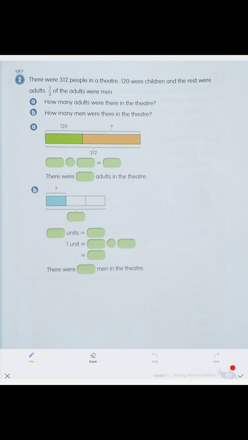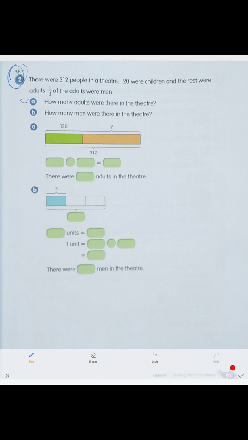Okay, now we learned, we need to try. I hope nobody had problems with that. So pause the video. I hope you should have done this by now. Try to solve it yourself. All right, and now let's work all together. So, same problem. There were 312 people in a theater. 120 were children, and the rest were adults. 1/3 of the adults were men.